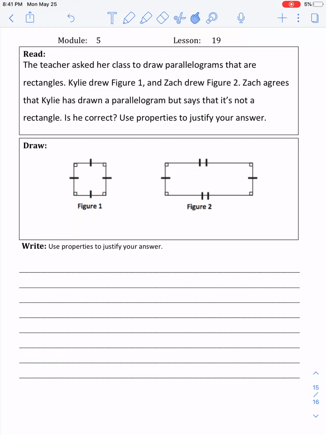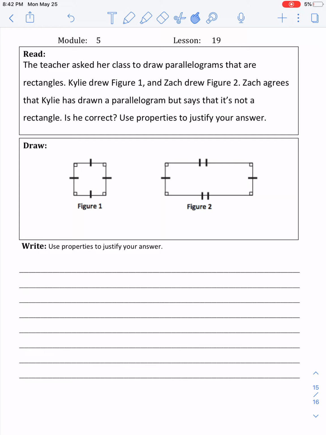I am going to read this. You can read it with me. The teacher asked her class to draw parallelograms that are rectangles. Kylie drew figure 1 and Zach drew figure 2. Zach agrees that Kylie has drawn a parallelogram, but says that it's not a rectangle. Is he correct? Use properties to justify your answer.